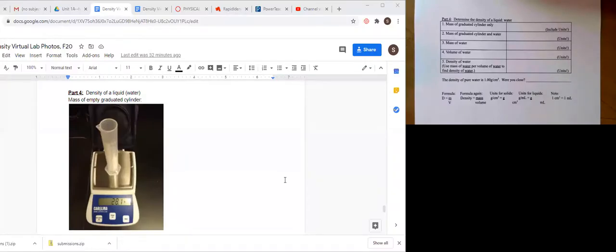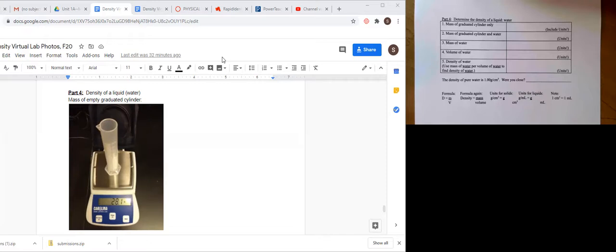Finally, in part 4 of this lab, we are going to calculate the density of a liquid, specifically water. Now, the problem with calculating the density of a liquid is that you can't just weigh the liquid on the balance. It'll get everything wet. So you have to put it in a container. The problem is the container has some weight of its own, and we don't want that. We only want the mass of the water.